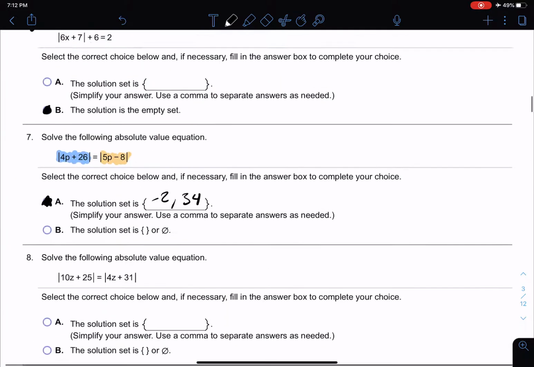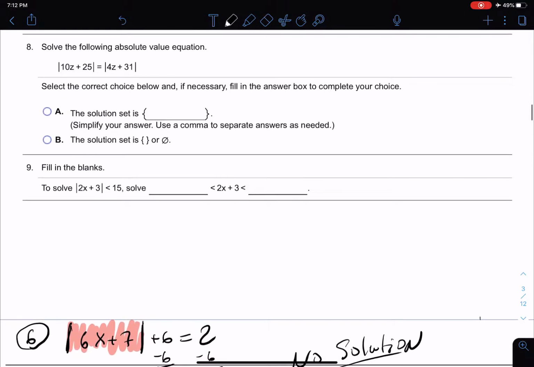So let's go up there. The answer is 1 or negative 4.